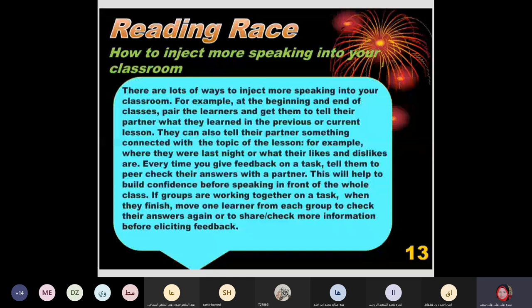Okay, so according to the text, the learners tell each other what they have learned. For example, at the beginning and end of the lesson, you can ask your students to tell each other in groups or in pairs what they have learned. Or they can tell one another something personal connected to the topic or lesson. They can peer check, as Mrs. Amira has just said. You can even move a member from each group to another group to check answers. This is one way of getting them to speak more.